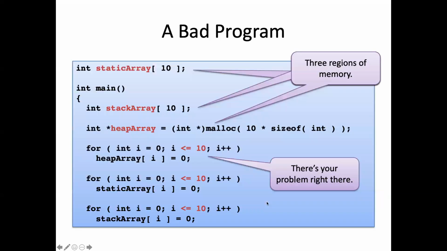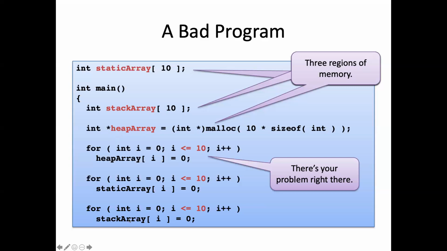To show off valgrind, I wrote a bad program here. It's not super complicated, but I made 3 arrays and I put them in different regions of memory. So up here, the static array, well, that's a global variable, so it's allocated in the static region of memory. It's got 10 elements. I made a 10-element array that's a local variable, so it's stack allocated. And then down here, I made a 10-element array that's allocated on the heap, and I keep a pointer to that. I wrote code that goes through each of these arrays and writes a 0 into every element.